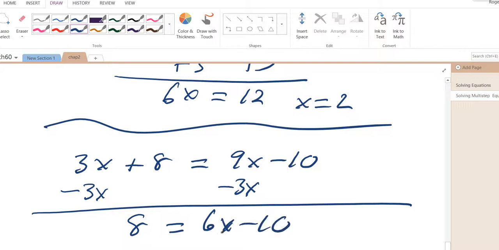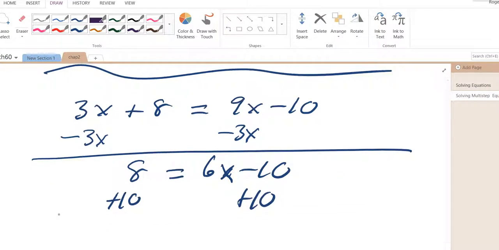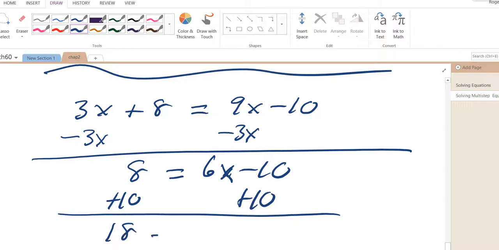All right, so now what are we going to do? Add 10 to both sides, yeah. I'm on a roll. This one's working out too. So x turns out to be 3.